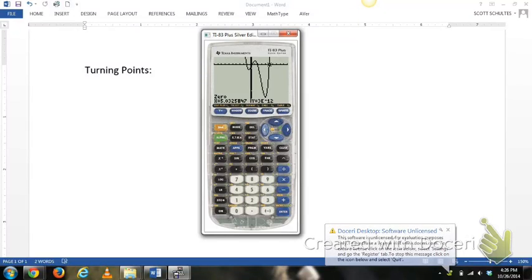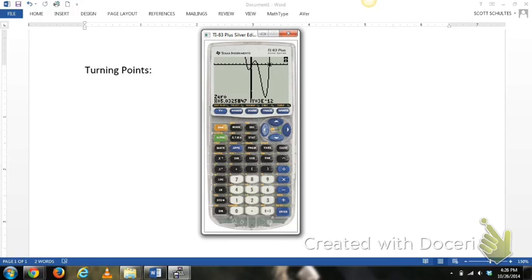I'm going to continue where that last video had left off. I was in the middle of finding my third zero. So I'm going to go second trace, hit number 2, and if I'm finding that third zero, it looks like it's at around 2. The left bound is just a little bit above or to the left of where it looks like it's hitting the x-axis. So I hit enter there, it would be good.